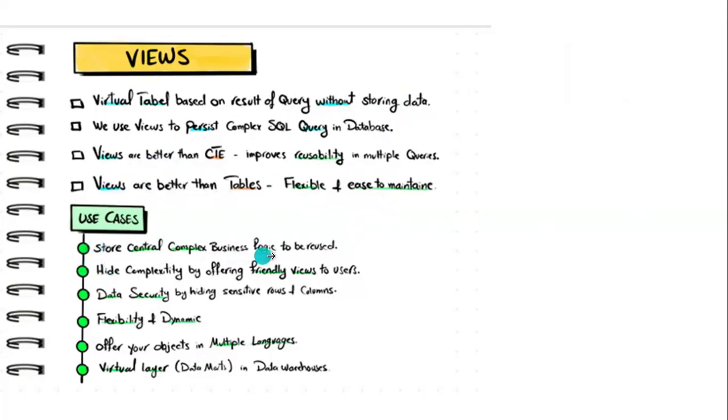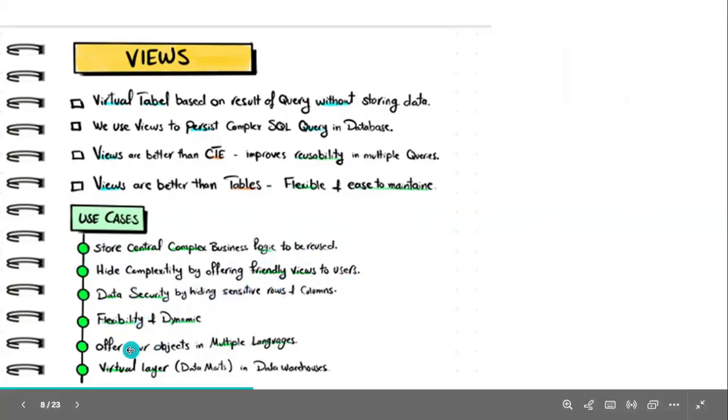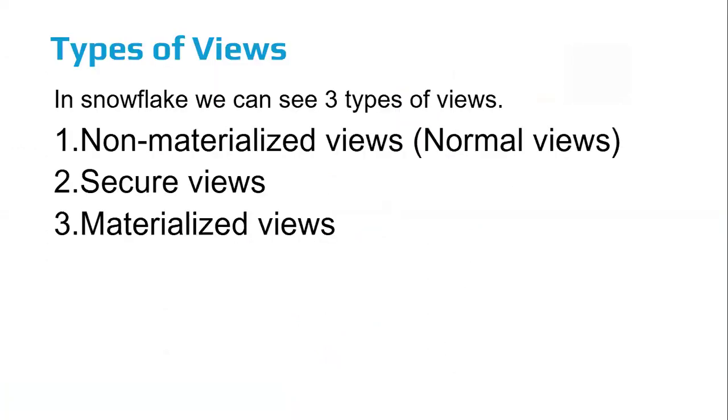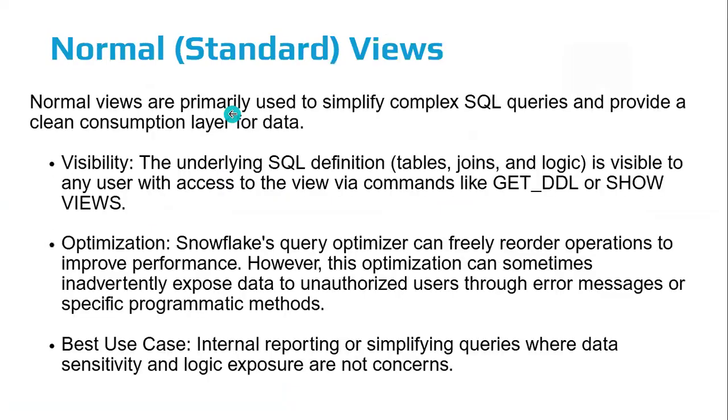Okay, next, views store central complex business logic, hide complexity, provide data security, are flexible and dynamic, offer your object in multiple languages, and act as a virtual table in a data warehouse. Okay, so in Snowflake, we have three types of views. One is the normal view, the second one is the secure view, and the third one is the materialized view. So today we will discuss all these three. Okay, let me go with the normal view.